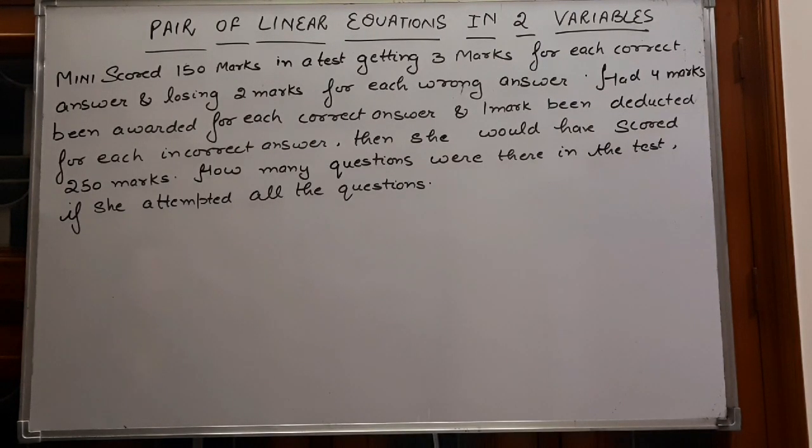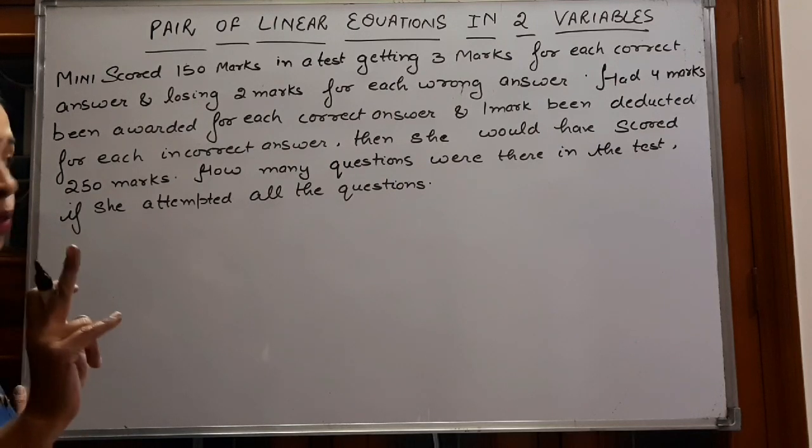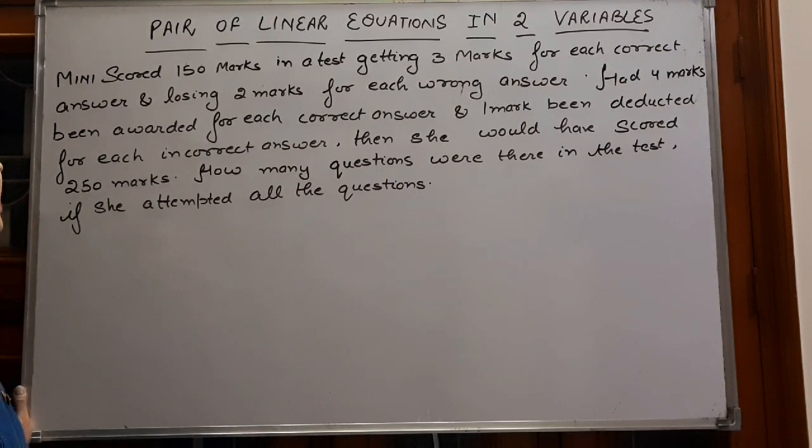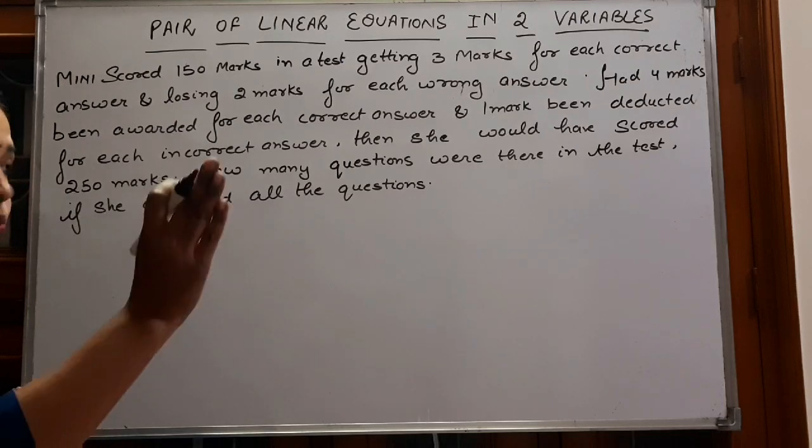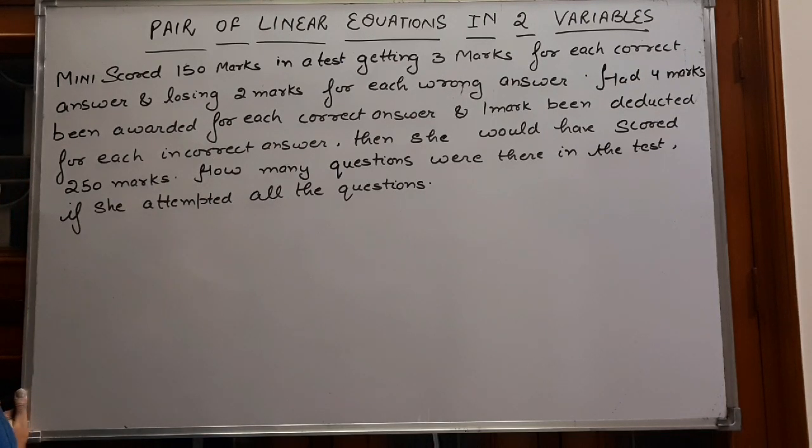Mini scored 150 marks in a test, getting 3 marks for each correct answer and losing 2 marks for wrong answers. Mini के 150 marks आए टेस्ट में, जबकि हर करेक्ट आंसर के लिए she get 3 marks और हर रॉन्ग आंसर के लिए 2 marks डिडक्ट हो जाते थे. Had 4 marks been awarded for each correct answer, and 1 mark being deducted for incorrect, then she would have scored 250 marks. How many questions were there in the test? टेस्ट में कितने क्वेश्चंस थे?